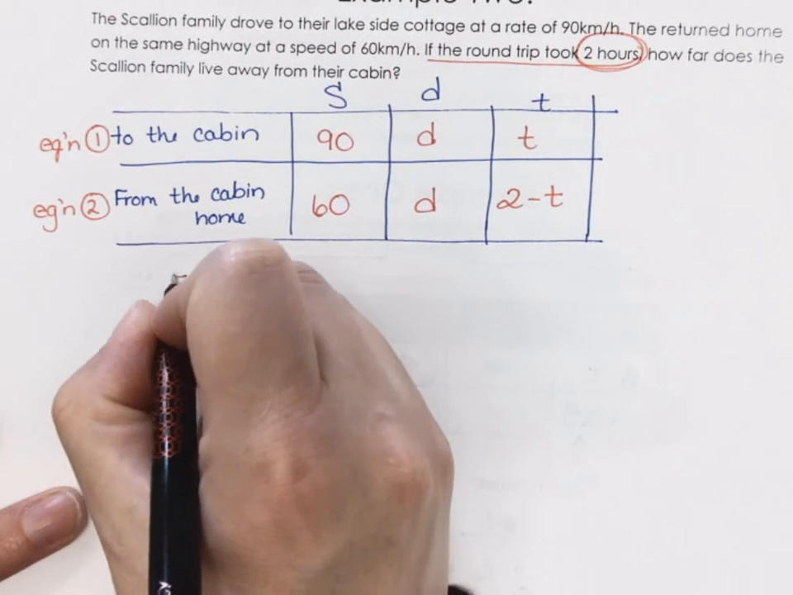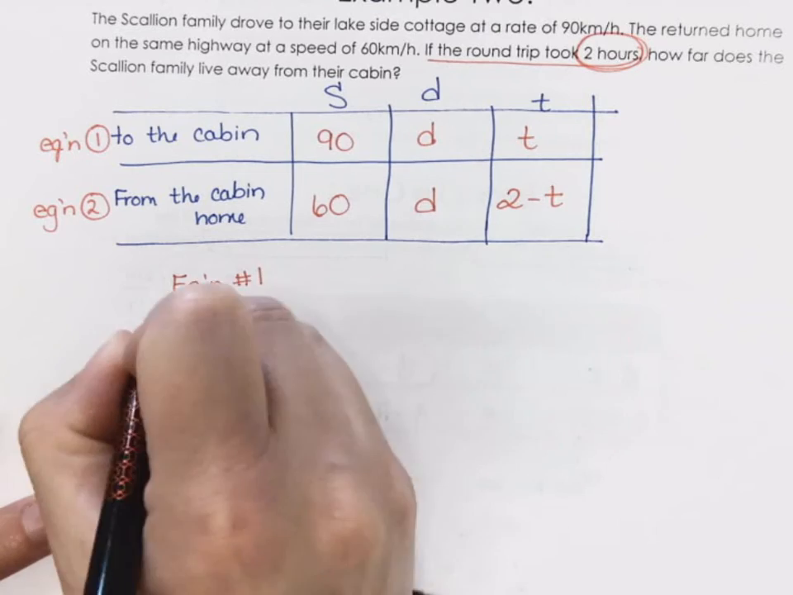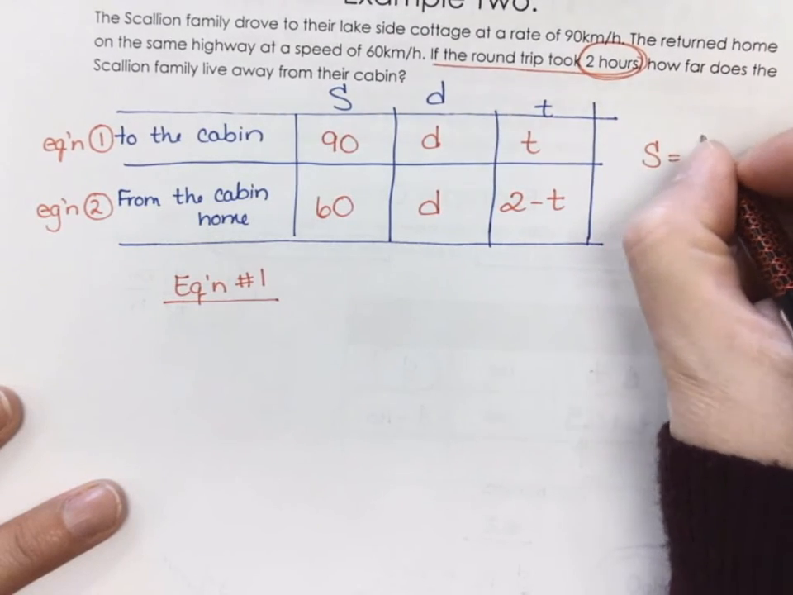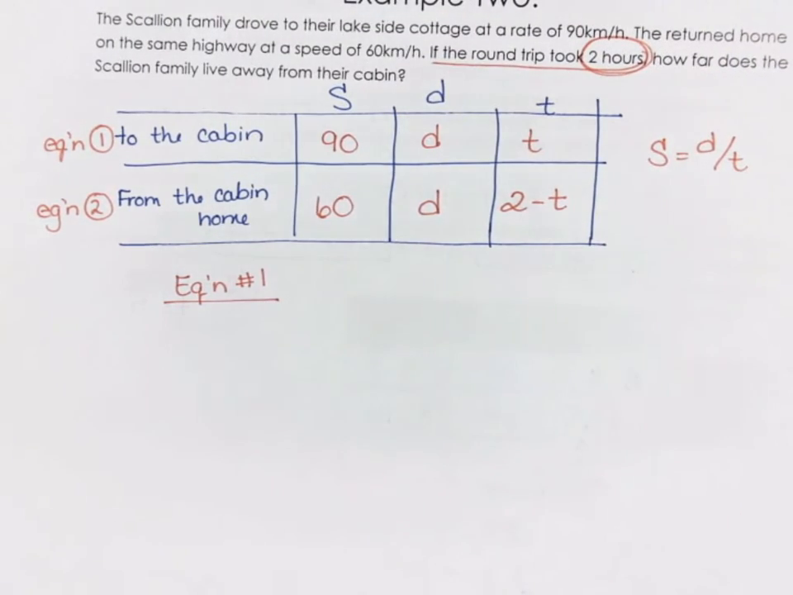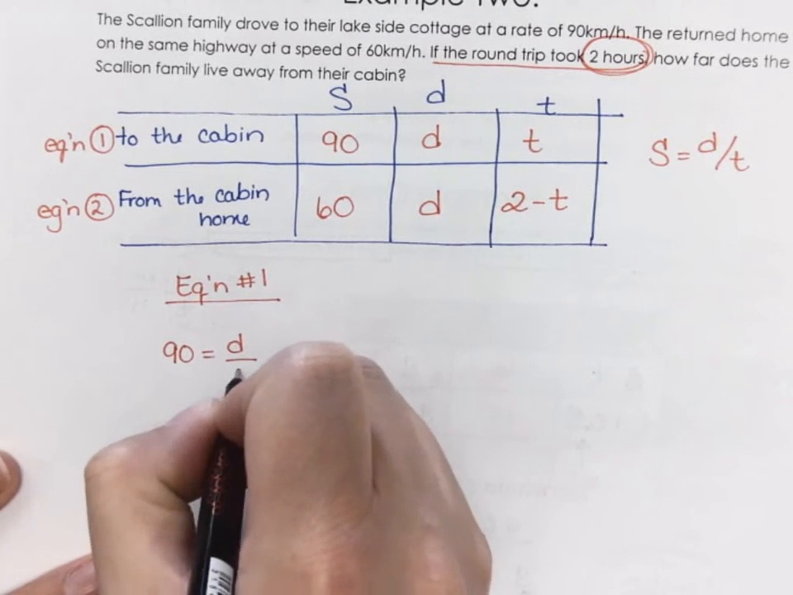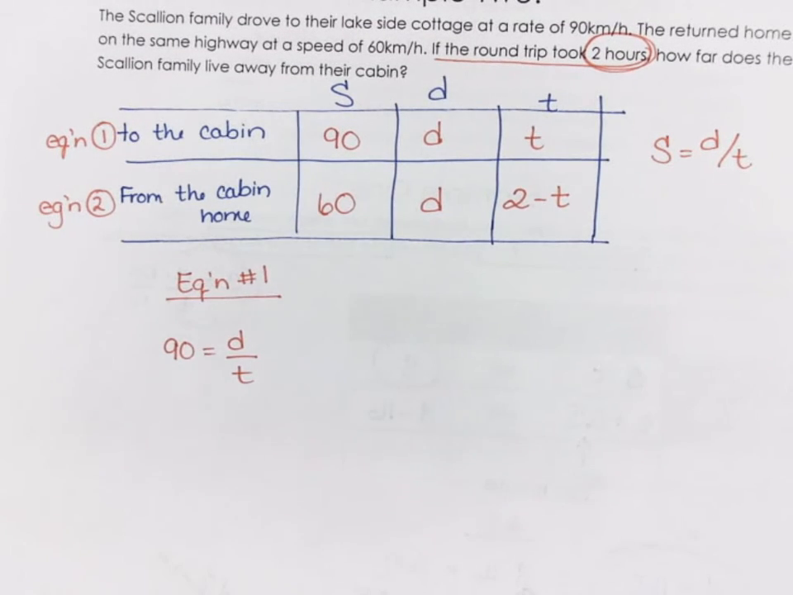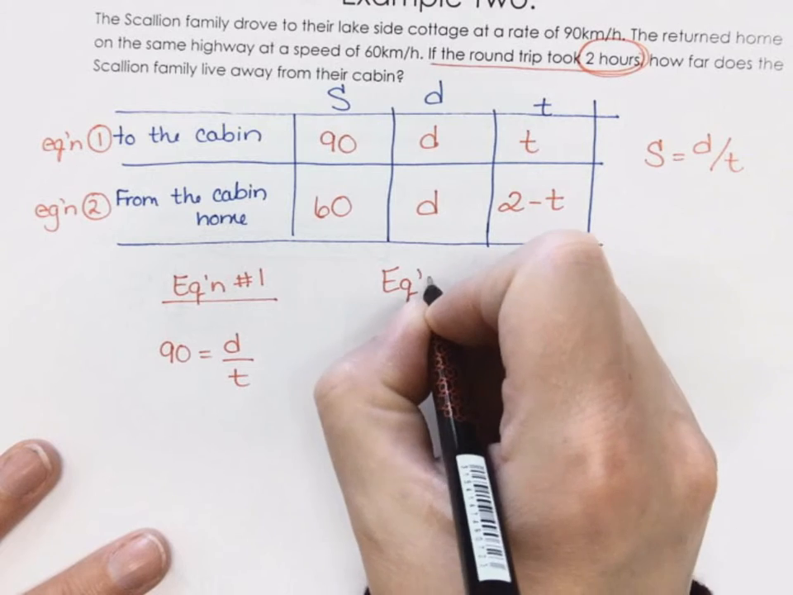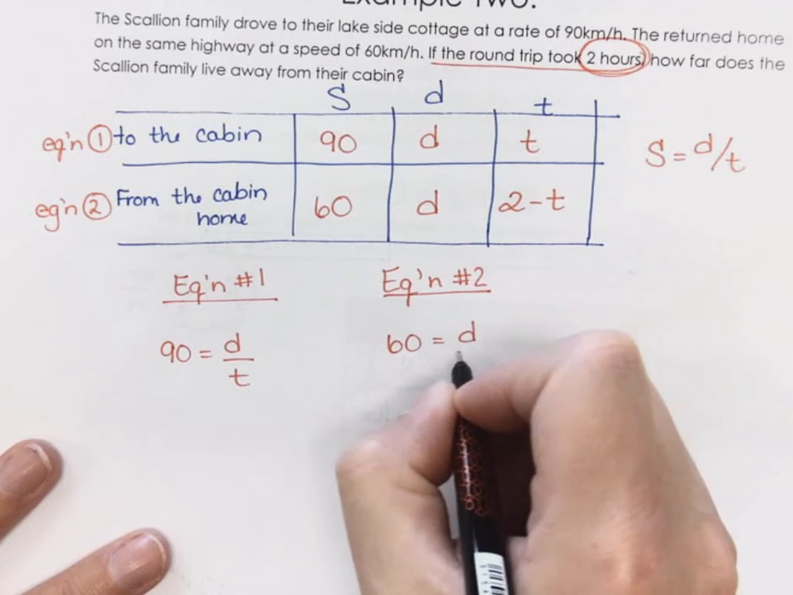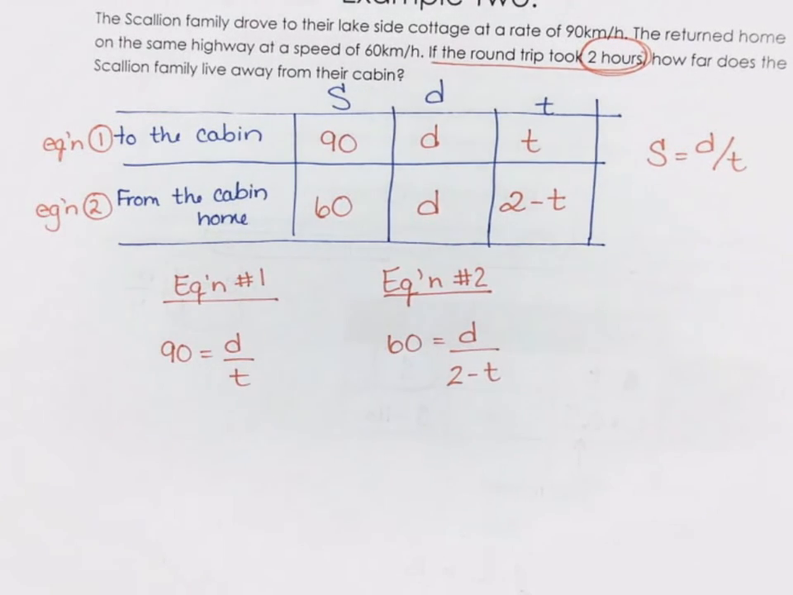Okay, so equation number 1. That is to the cabin. So again, we're using speed equals distance over time. This is nowhere on your formula sheet, ladies and gentlemen. So get a tattoo. Remember that speed is measured in kilometers an hour, so kilometers on top, time on bottom. So we're going to have 90 equals distance over time. That's exciting. Not really much in that equation. So equation number 2 is 60 equals D over 2 minus T. All right.